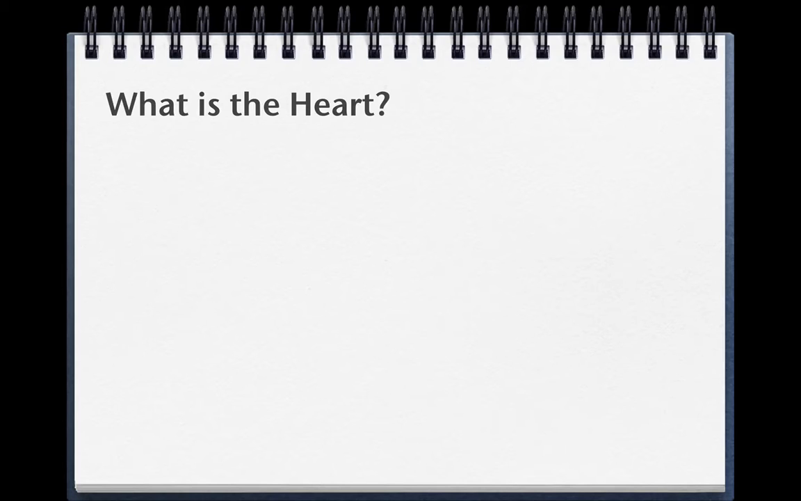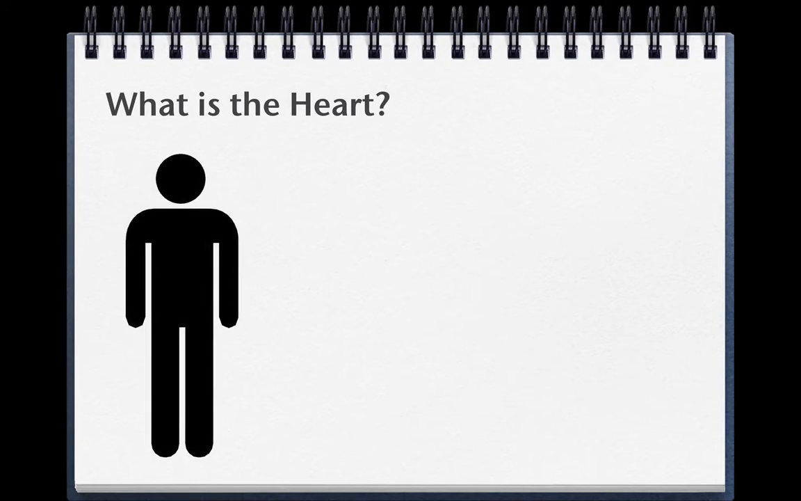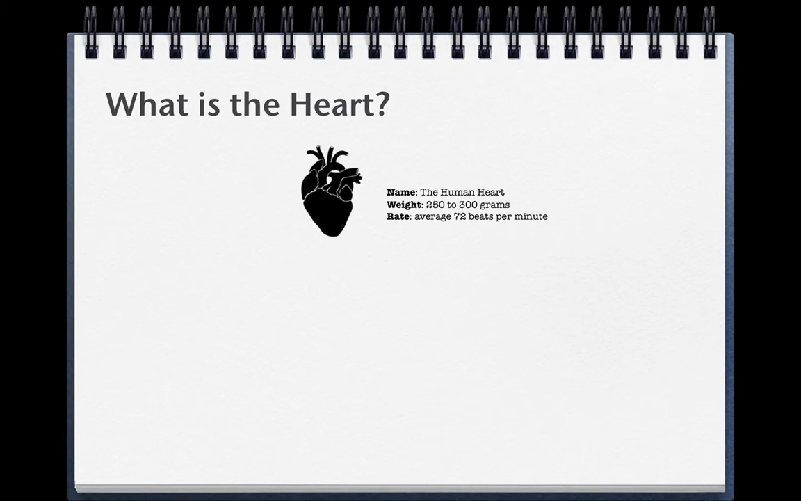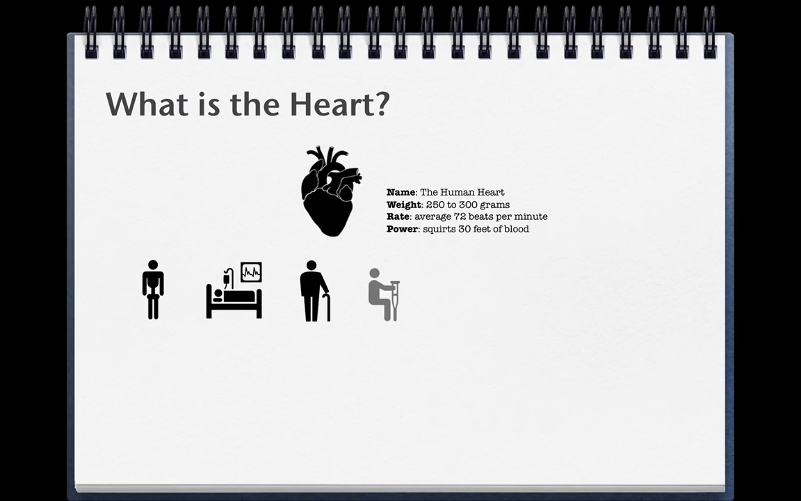So what is the heart? The heart is a cardiac muscle that pumps blood through the blood vessels by repeated contractions. It is located anterior to the vertebral column and posterior to the sternum. It is well known that the heart is located on the left side of our body.